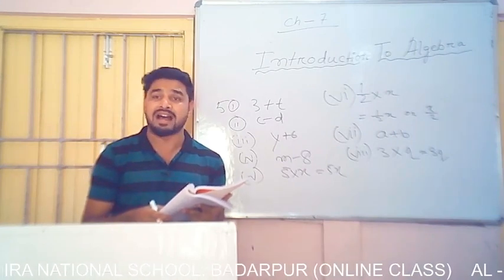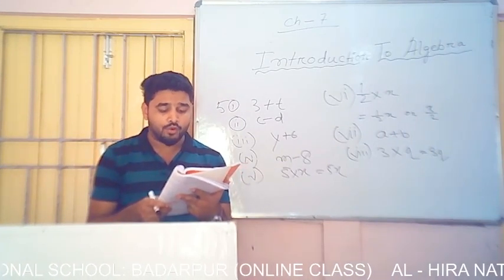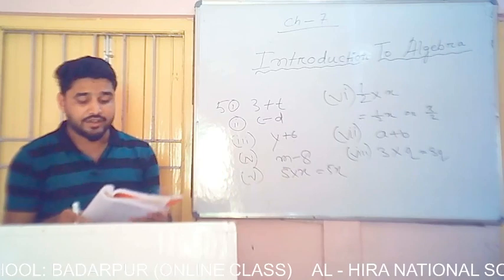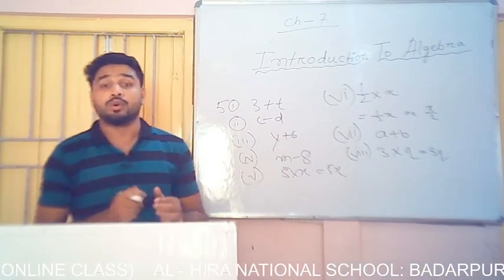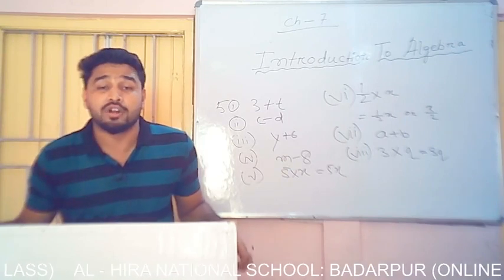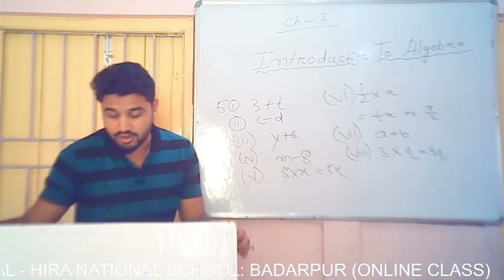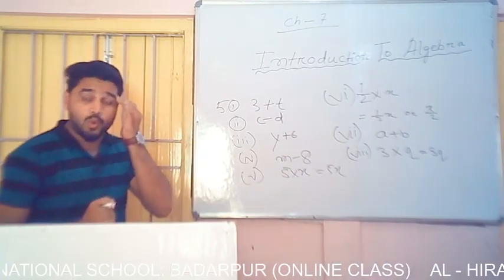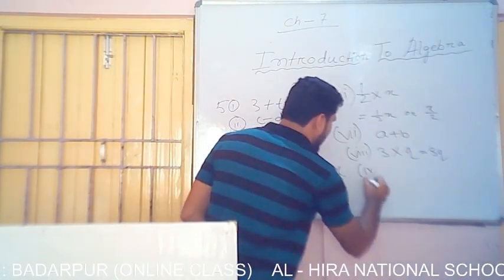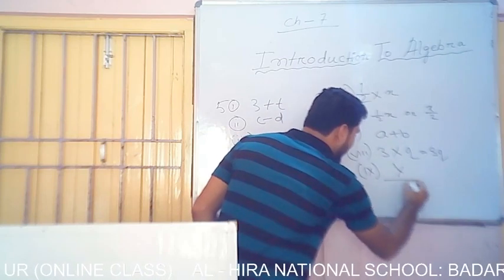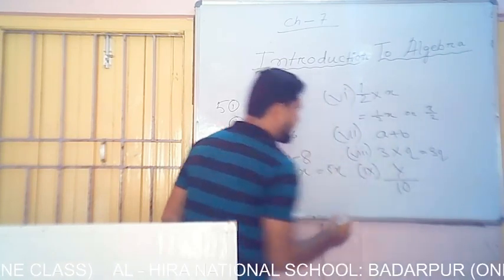Now come to question number 9. The quotient of y and 10. If you find the quotient, then you use the operator division. Now we can write y divided by 10. Number 9 will be y divided by 10.